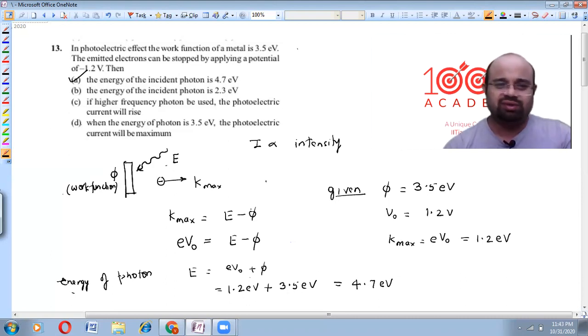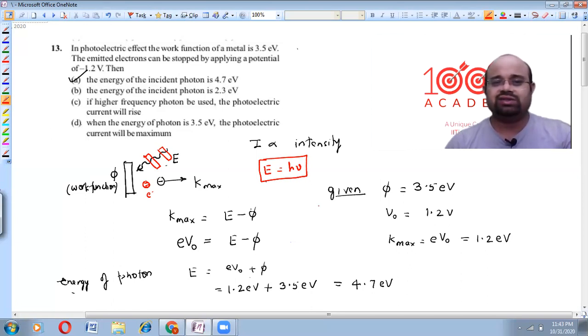that is emitted, because the number of electrons emitted depends upon how many photons have collided with the surface. Intensity depends upon these photons. The more photons collide, the more electrons will be emitted. Frequency increases the energy of each photon, but it does not increase the number of photons. Energy of a photon is proportional to frequency. So if we increase the frequency, kinetic energy will increase, stopping potential will increase, but the number of photons incident on it will not increase. So option C will be incorrect.